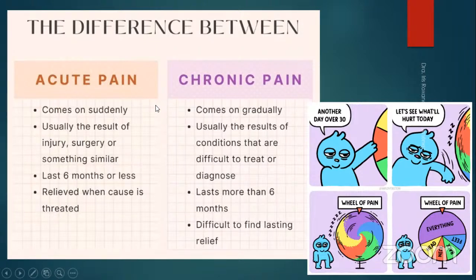Acute pain comes on suddenly, usually the result of injury, surgery, or something similar, lasts 6 months or less, and is relieved when the cause is treated. Chronic pain comes on gradually, usually the result of conditions that are difficult to treat or diagnose, lasts more than 6 months, the opposite, of course, and it is difficult to find lasting relief. There are situations where patients live in pain all the time.